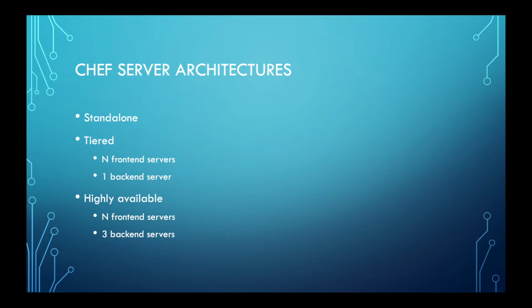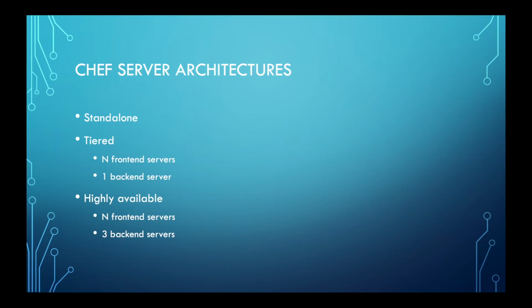So there are three architectures to choose from when deploying the Chef server. A standalone instance will satisfy most deployment scenarios and is typically used when scale and availability are not a concern. These are perfect for testing in development environments and run off of a single server. Tiered setups are deprecated, but I still want to mention them because of their smaller footprint when compared to highly available setups, as well as their ability to still meet certain requirements.